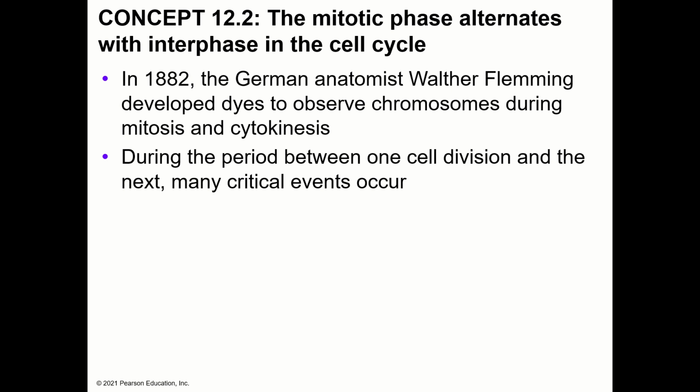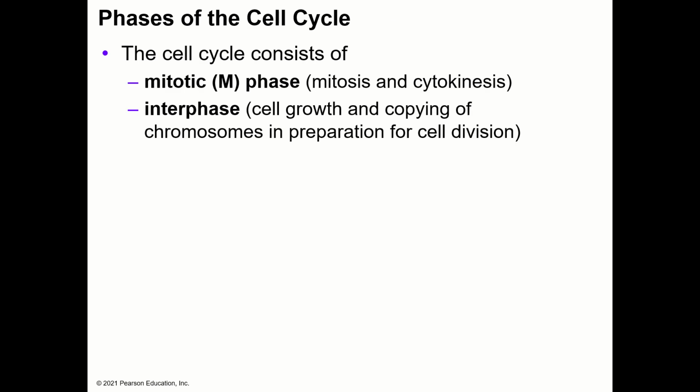Concept 12.2. The mitotic phase alternates with interphase in the cell cycle. In 1882, the German anatomist Walther Flemming developed dyes to observe chromosomes during mitosis and cytokinesis. During the period between one cell division and the next, many critical events occur.